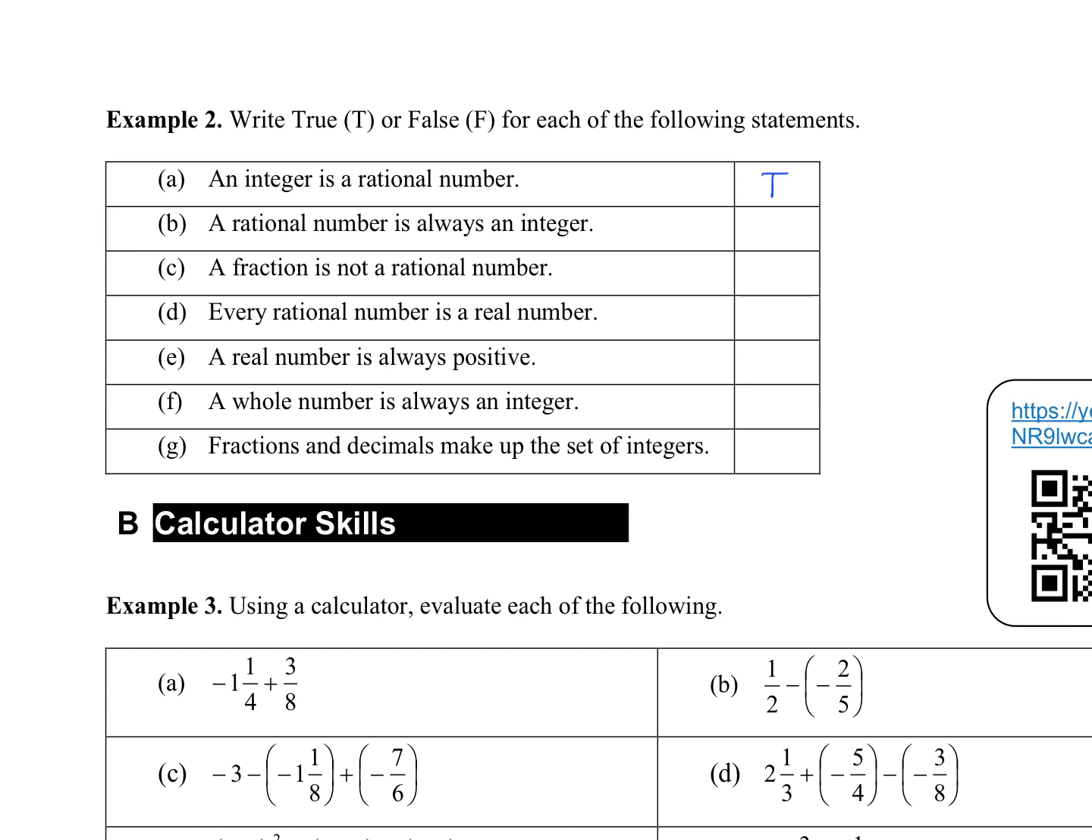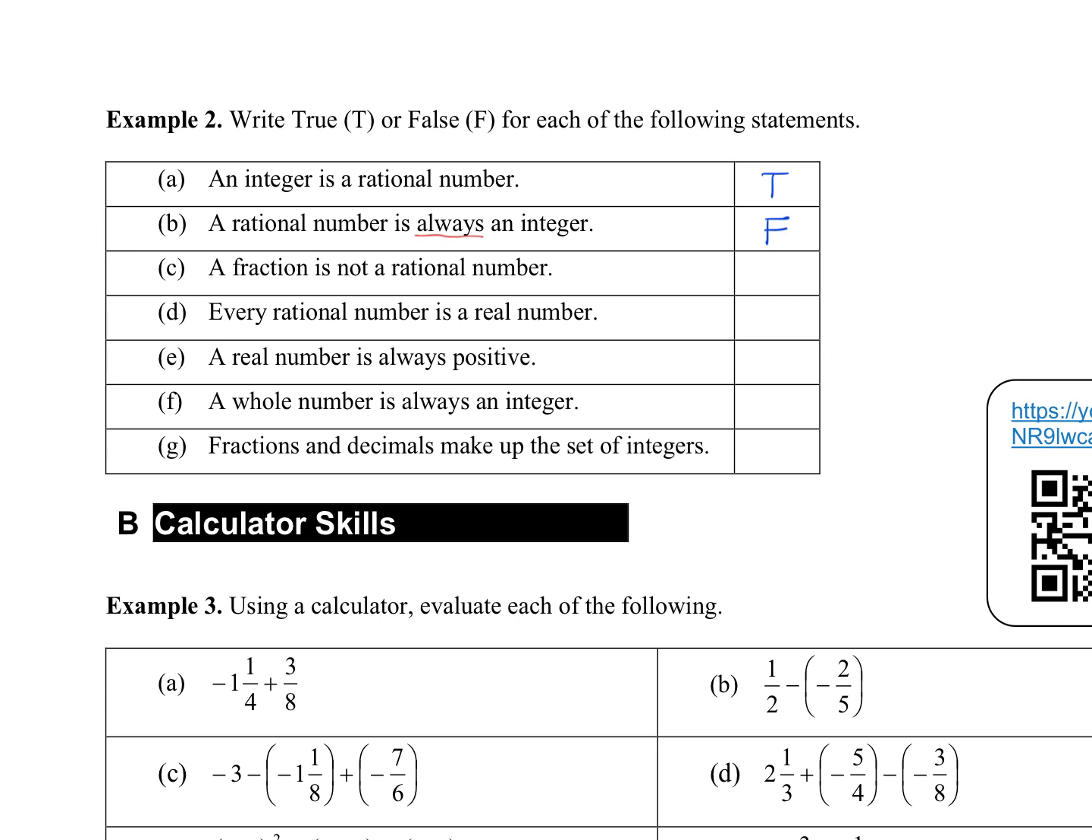Okay, a rational number is always an integer. What do you think? Is it always an integer? Oh well, a rational number can become an integer, but it's not necessarily always an integer. So this statement will be false.